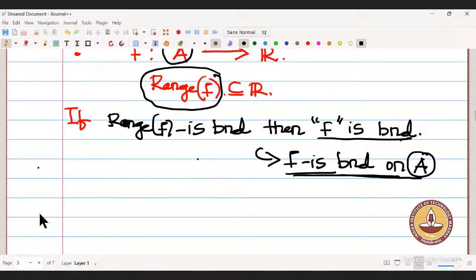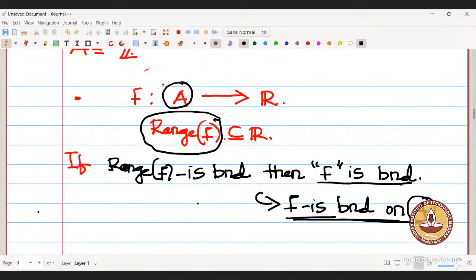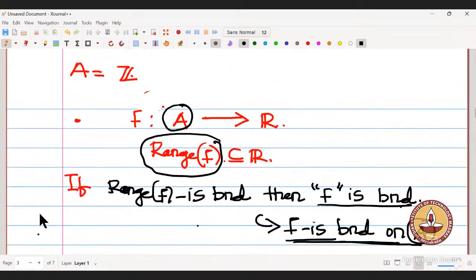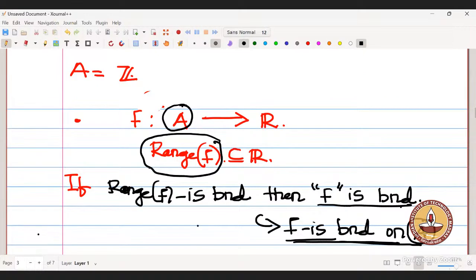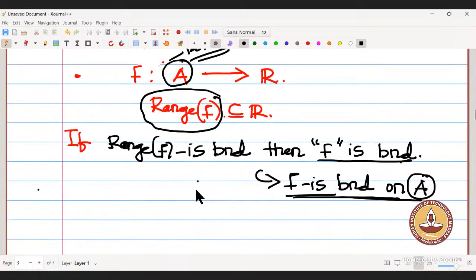No, sir. Bounded on domain and bounded on R: the range is limited means it's a bounded function, that's understood. But what is bounded on domain? That English part is not getting clear. So this is F, a function from A to R, right? A is the domain. So when I'm saying F is a bounded function on A, that means F is a function from A to R which is a bounded function. That's all. I'm not saying anything new.